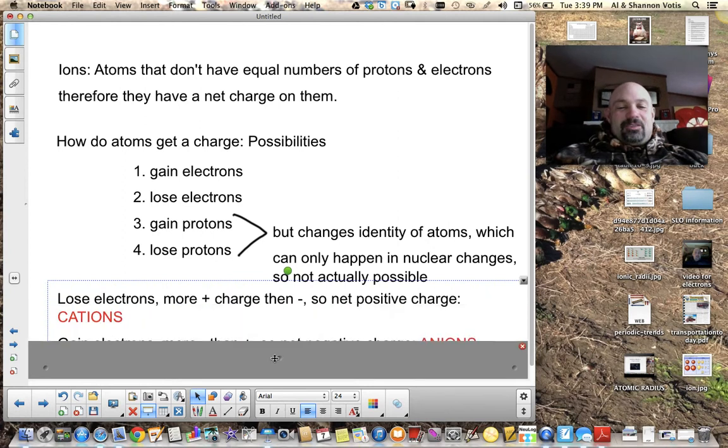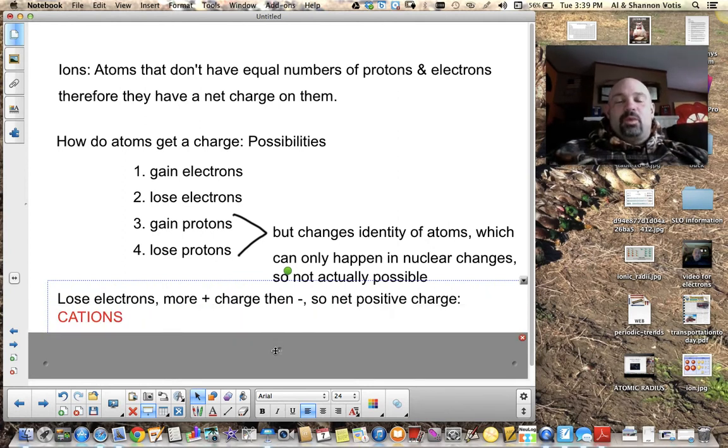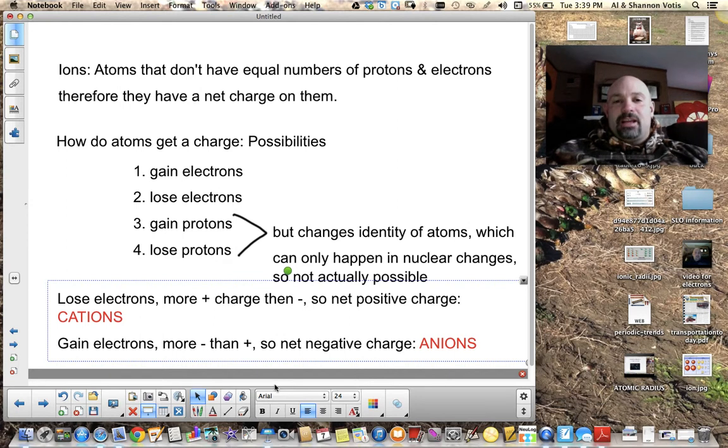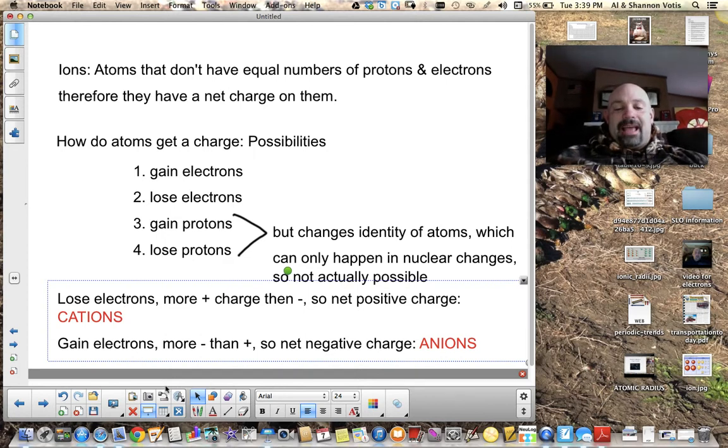Okay? So basically what we look at is what happens when these two things occur. When atoms lose electrons, that means now they have more protons than electrons, so there's a net positive charge upon them. So losing electrons means a positive ion. And positive ions are called cations, as you see in red down here. When atoms gain electrons, then there are more electrons than protons, so you have a net negative charge, which means you have a negatively charged ion, which is what we call an anion. So cations are positive, anions are negative.